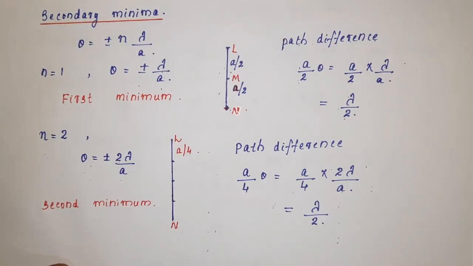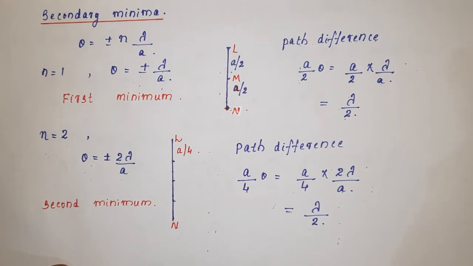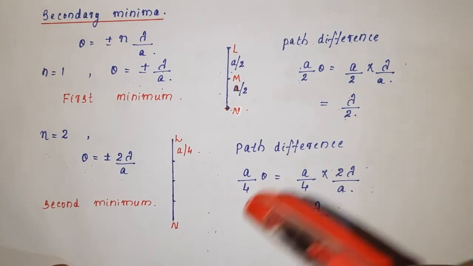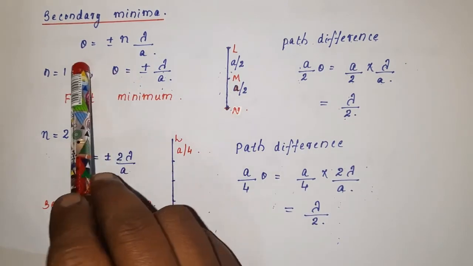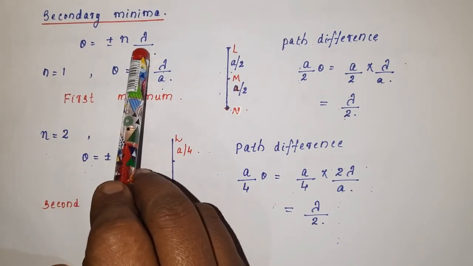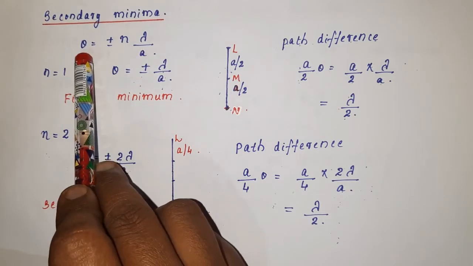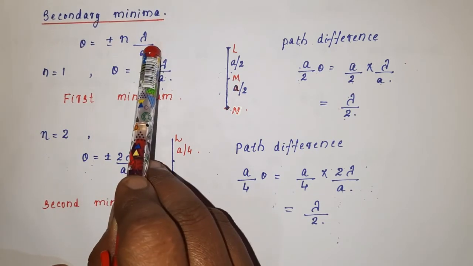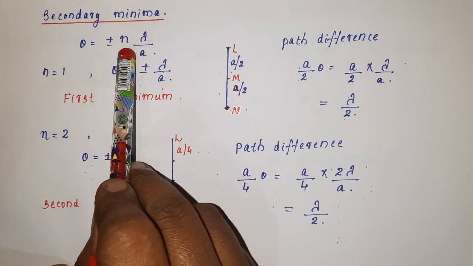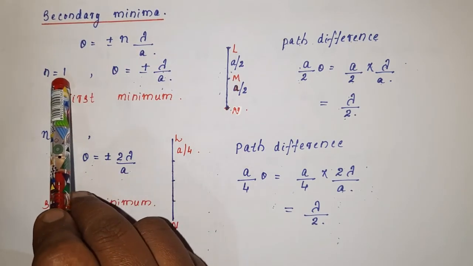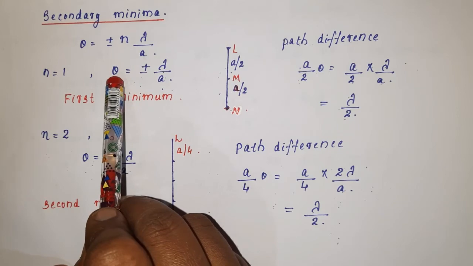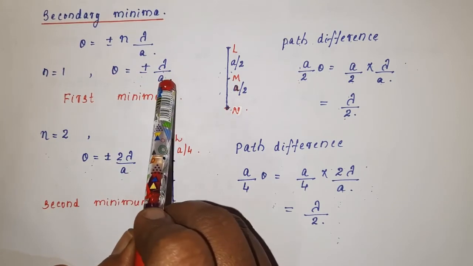In the case of secondary minima, how the intensity becomes minimum, or how it becomes a dark region, we are explaining that. For that, we take the position of the first secondary minimum. That we will get from the positions of secondary minima, that is theta equal to plus or minus n lambda by a. So for the first secondary minimum, n will be equal to 1 and we get theta equal to plus or minus lambda by a.